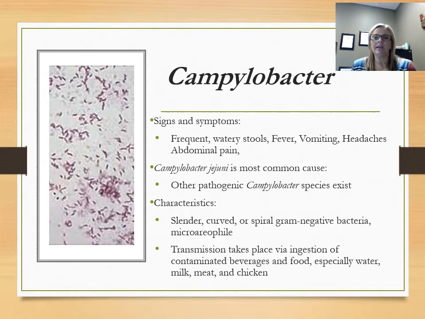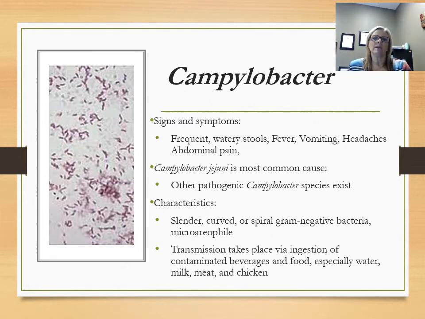Campylobacter jejuni, and there are some other pathogenic species of Campylobacter, is one of the most common bacterial causes of diarrhea, at least in the U.S. The signs and symptoms are going to be frequent and watery stools, vomiting, fever, headaches, abdominal pain. Sometimes these may last for longer than 2 weeks. This is going to be spread fecal-oral route, vehicle transmission. This also has exotoxins and adhesins as virulence factors.